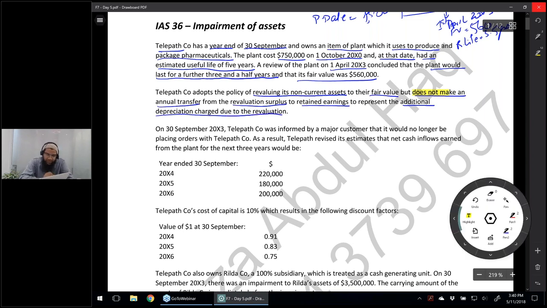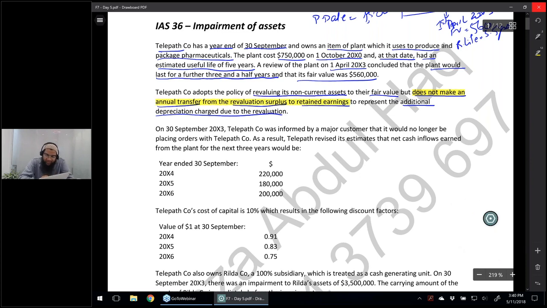On 30th September 20x3, Telepath company was informed by a major customer that it would no longer be placing orders with Telepath company. As a result, Telepath revised its estimates that net cash inflows earned from the plant for the next 3 years would be 220, 180, and 200. Telepath company's cost of capital is 10%, which results in the following discount factors.